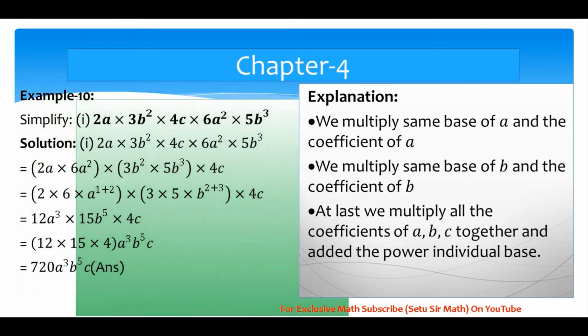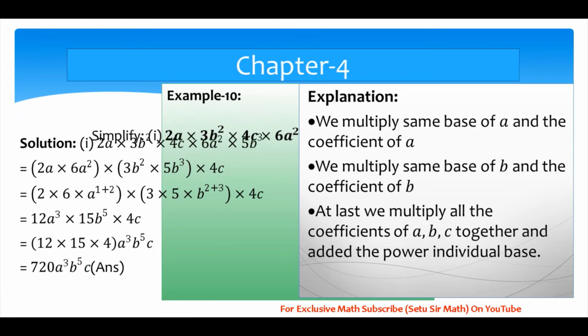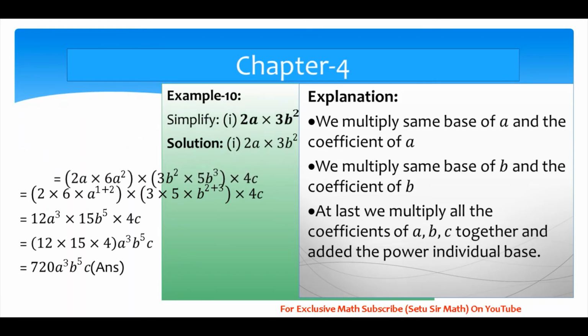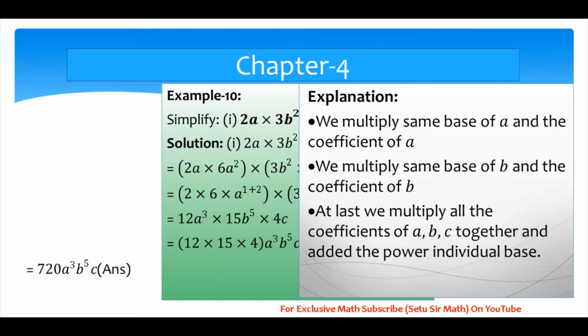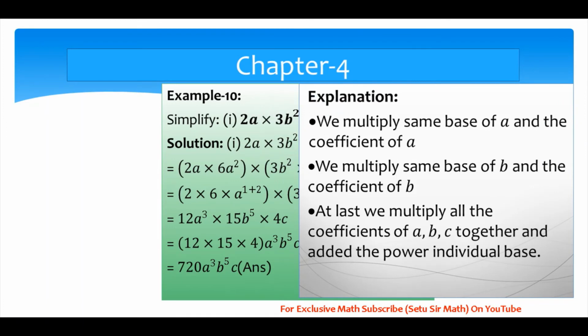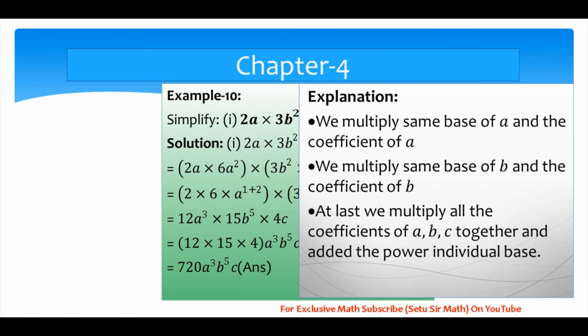Let's see that again. Example 10, that is the simplified form, and the solution like this, and at last we get 720 a cube b to the power 5 c, and these are the explanation. We multiply the same base of a and the coefficient of a, we multiply the same base of b and the coefficient of b. At last we multiply all the coefficients of a, b, c together and add the power of the individual base.